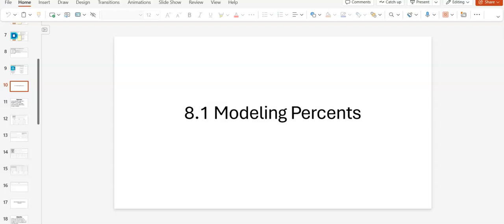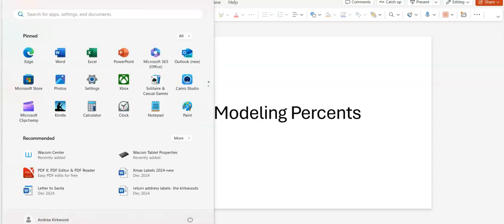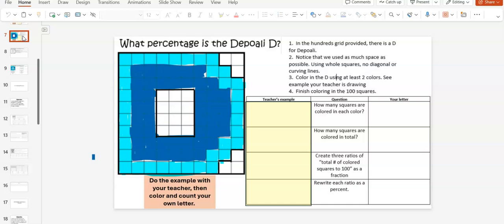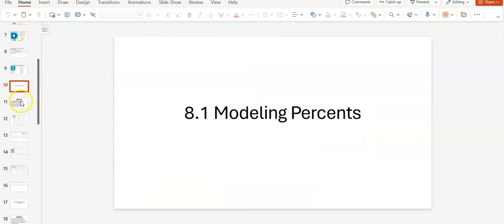All right, ladies and gentlemen, here we are starting our Module 8, which is all about percents. Our first video here is going to be about how to model a percent. Now, if you've joined us in class, you may have seen us do a modeling already by creating the letter D for dipole and on a hundreds grid, and talk a little bit about how a percent comes from the Latin word percentium, which means out of 100. And so we should know that percents are always out of 100.